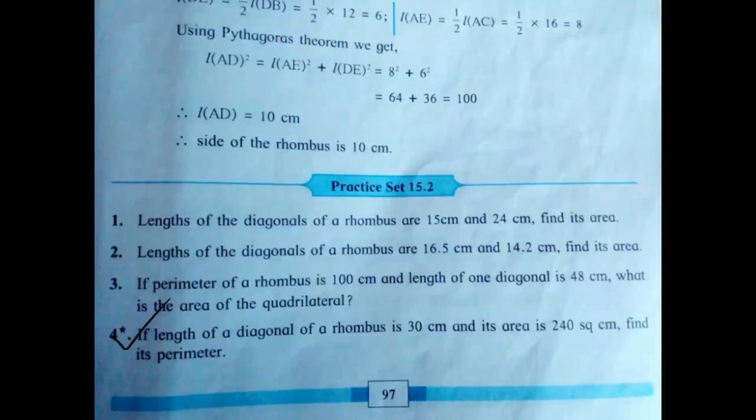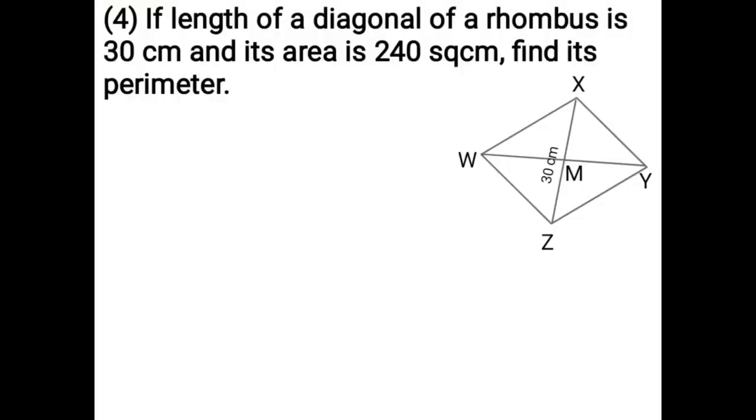If the length of a diagonal of a rhombus is 30 centimeter and its area is 240 square centimeter, find its perimeter. Length of one diagonal of a rhombus is given as 30 centimeter. Area of the rhombus is given as 240 square centimeter. You have to find the length of the other diagonal by using the formula for the area of a rhombus. Perimeter of a rhombus, you have to find last. Before you find the perimeter, you have to find the side of the rhombus. Side of the rhombus is not given. You have to find it by using the Pythagoras theorem.